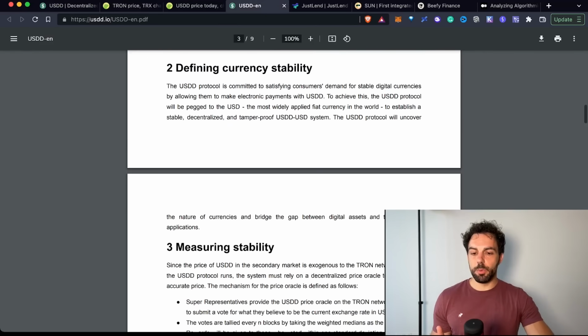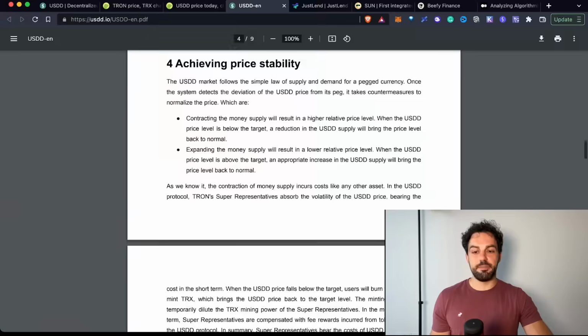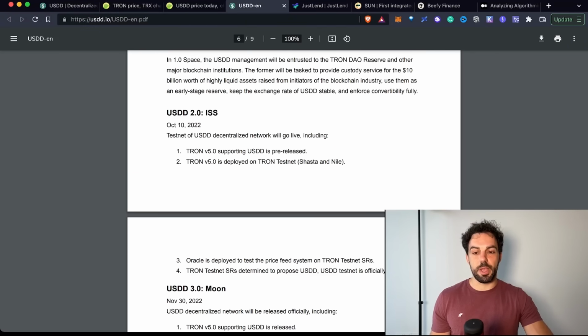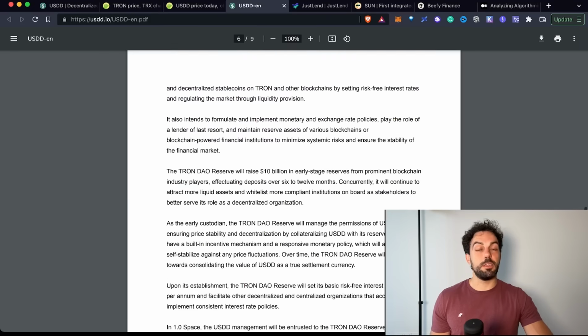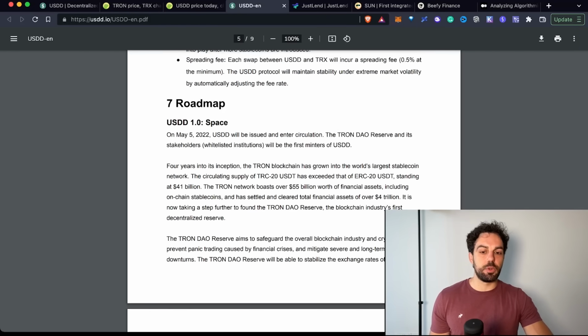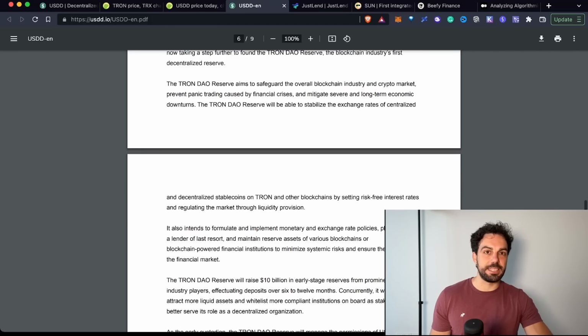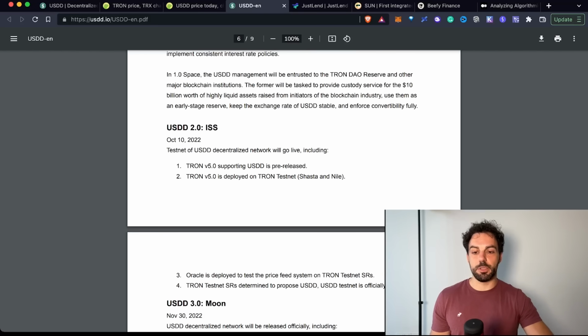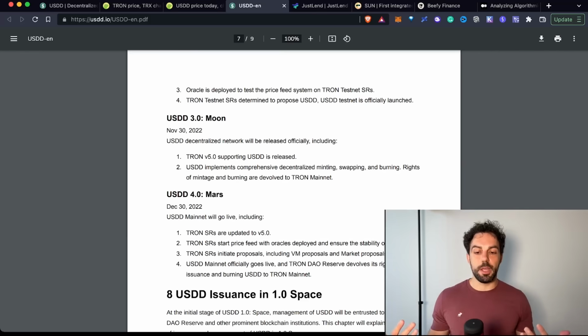It means that, as you will see also down here, there will be different phases. The first phase is where we are right now. This is the first one, USDD 1.0, and at the end of the story it is a centralized version where only the main players can mint and can access this kind of system. After that, we have another layer that will be the testnet of USDD, a decentralized network that will go live, and other phases by the end of the year should bring USDD in a more decentralized way.